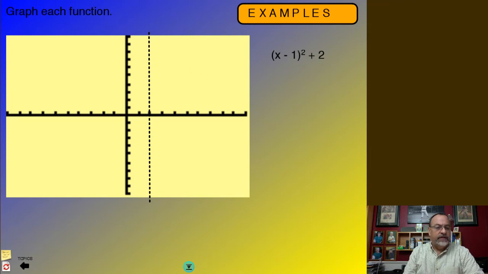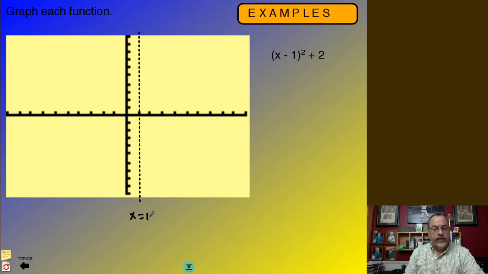Okay, so one final example, and then you can tackle your homework. So x minus 1 squared plus 2. It's a positive in front here, so I know it opens up. There is no number in front, so it looks like the parent parabola. The shift is to the right 1, so my axis of symmetry is going to be here at x equals 1. And my vertex is a shift up the axis of symmetry 2. Oh, well, without a scale, we really don't know where that is, so we should probably put our scale on here. So my vertex is here at 1, 2.